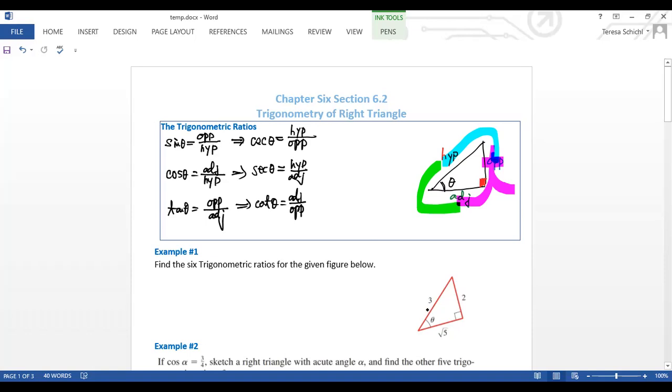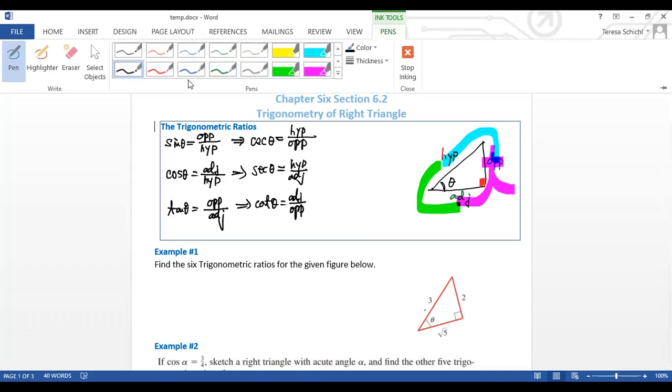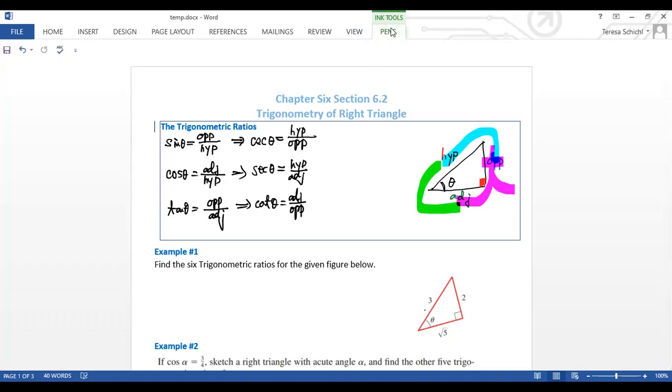Now let's take a look at the first example. It's pretty easy. They say find the six trig function values. This is my theta here, and this angle is here. Sine is 2 over 3. The cosine of theta is the square root of 5 over 3.